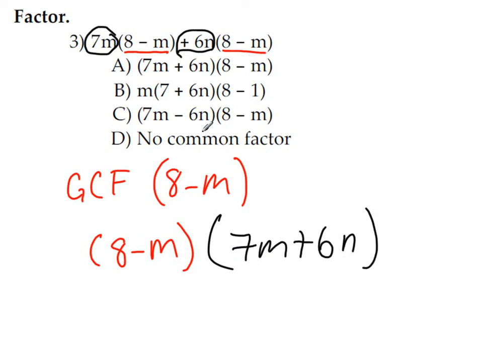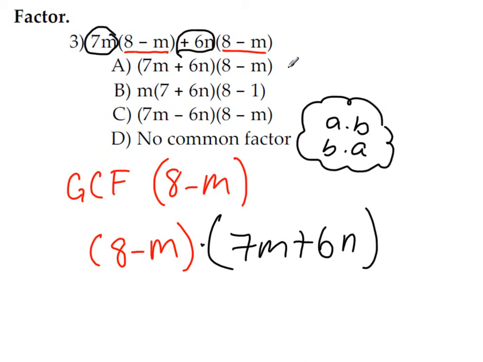Now you look at your multiple choice answer and you're probably like, well, it's not there, you're wrong. Well, remember, this is multiplication between these two things. And multiplication can be done in any order. A times B is the same as B times A. They're exactly the same thing because of the commutative law. So 7m plus 6n times 8 minus m is the same thing that I have here.